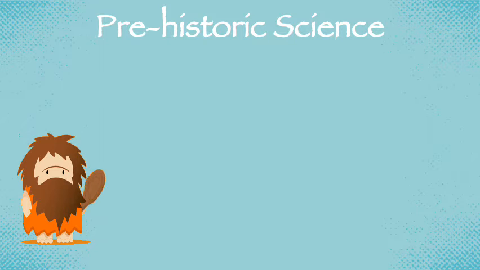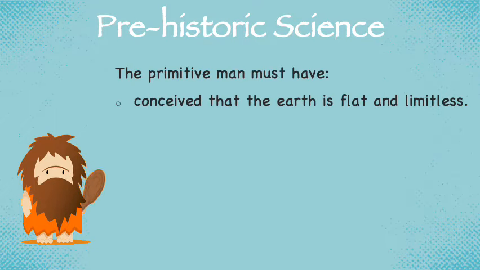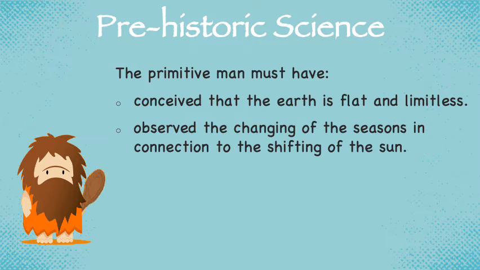Let us start with the prehistoric science. Now, prehistorians believe that the knowledge and scientific ideas of primitive man about the natural world were inferential. The primitive man must have conceived that the earth is flat and of limitless extent based on reasoning from his experience in traveling the farthest reaches of his migrations. He must have observed that seasons change relative to the sun's position in the heavens.